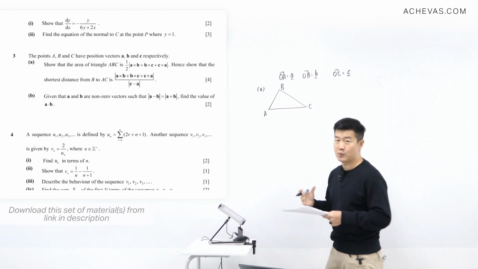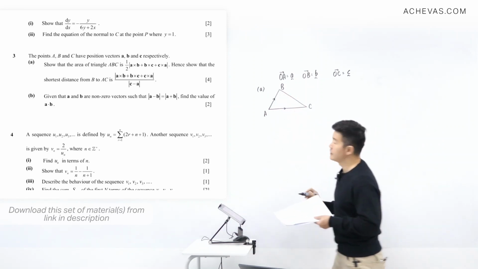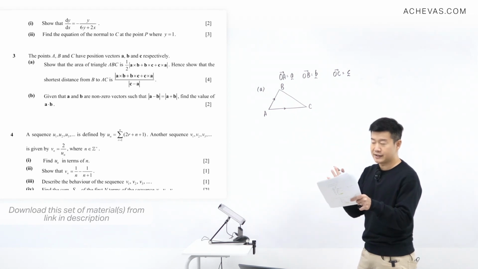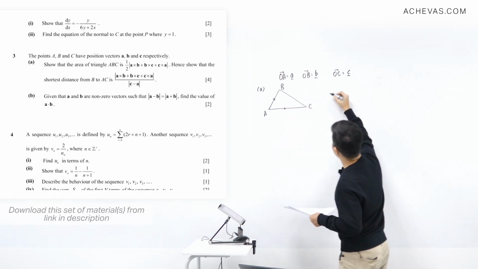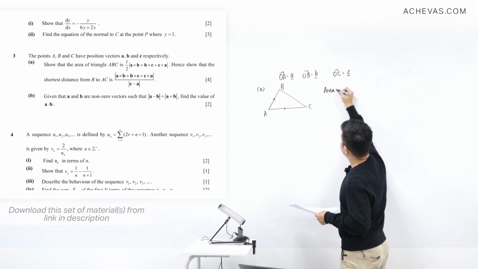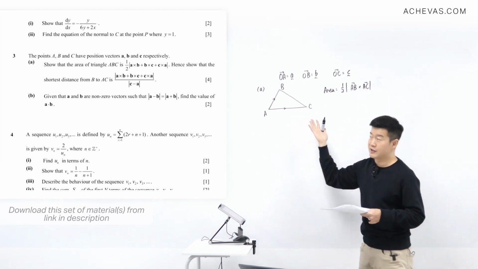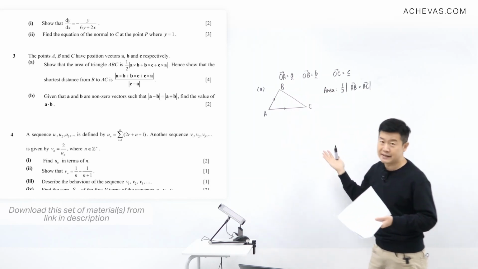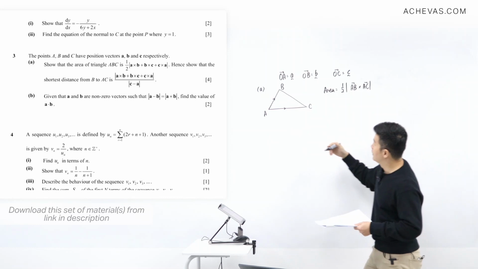So I'm going to make use of what we have learnt in vectors. I'm going to use two sides that bind the triangle, and I'm going to try to find the area by doing a half of modulus of AB cross AC. Or you can use any of the other two sides. You can use AB, you can use BC as the two sides. It doesn't really matter. Any two sides will give you the correct answer.